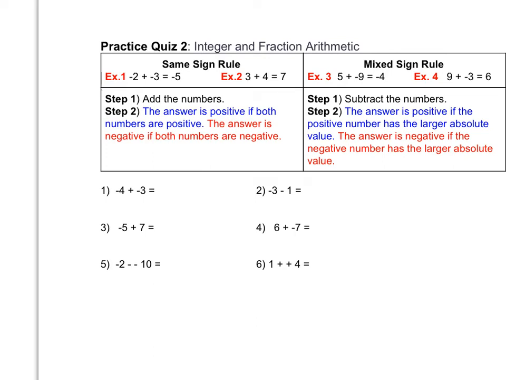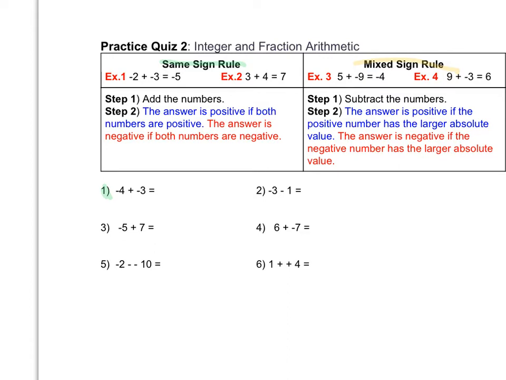Let's solve using the integer rules. For the same sign rule, we'll highlight it green, and for the mixed sign rule, we'll highlight it yellow. Problem number 1 is a same sign problem because you have -4 plus -3. They're both negative and they're both the same signs.